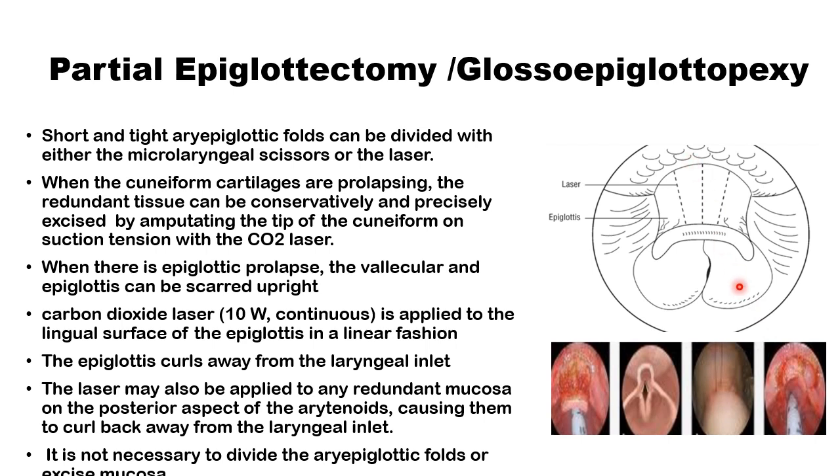In addition to this, the prolapsed posterior part of the arytenoid mucosa can also be ablated, and any lines in here would heal up with scar tissue and help in curling the arytenoid cartilage backwards. If the cuneiform cartilage is prolapsed into the inlet of the airway, this can also be excised. This operation is done with a higher power, up to 10 watts, in a continuous mode sometimes, applied to the lingual surface of the epiglottis in a linear fashion, and also in the posterior part of the arytenoids.